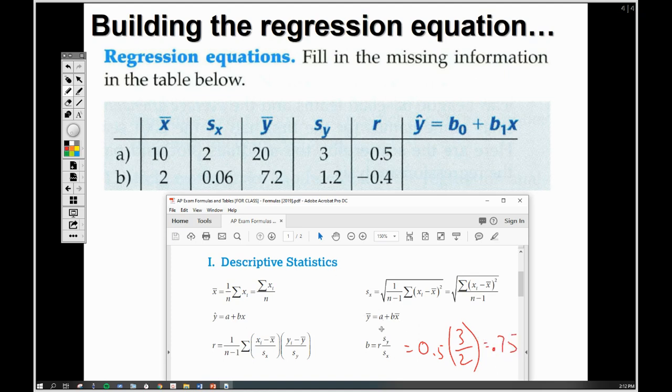And then on this one, remember that a is equal to b, which we just found, times x bar minus y bar. So my A value is equal to 0.75 times x bar, which is 10, so 7.5, minus y bar, which is 20, and 7.5 minus 20 is negative 12.5. So I have y hat equals negative 12.5 plus 0.75x.